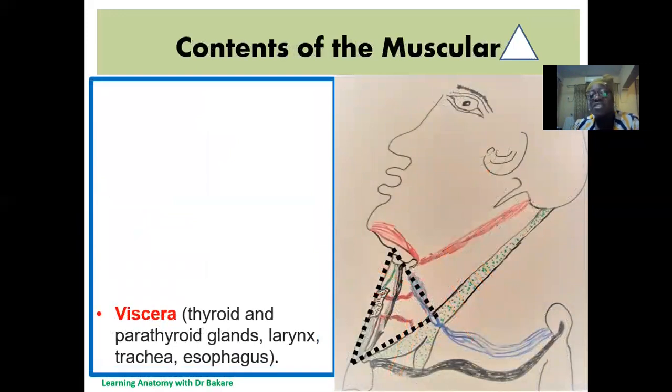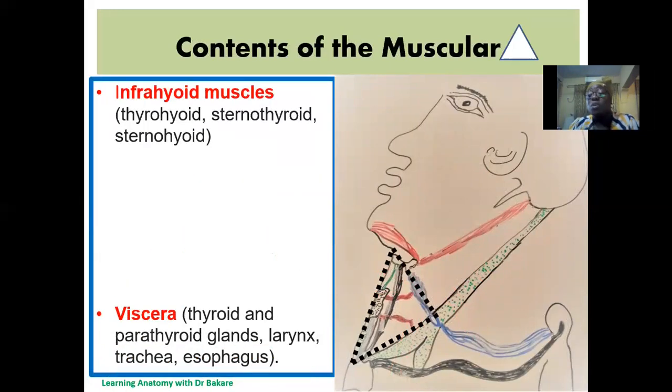Content of the muscular triangle. So let's see what structures are contained within it. The first one, infrahyoid muscles, which are muscles that are located below the hyoid bone. We have the thyrohyoid. The thyrohyoid muscle connects the thyroid cartilage with the hyoid bone, and this is the thyrohyoid muscle. Then the next muscle is the sternothyroid, which connects the sternum to the thyroid cartilage. Then we also have the sternohyoid, which connects the sternum and extends up to be connected onto the hyoid bone. So we have these three infrahyoid muscles contained within the muscular triangle.